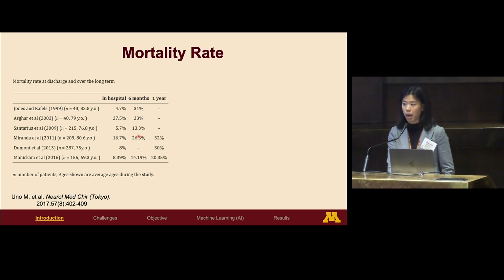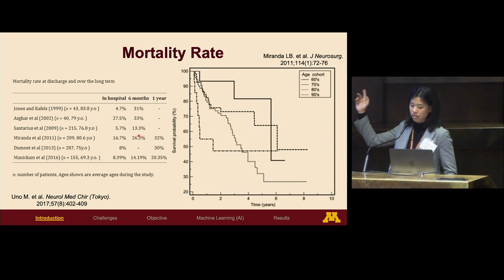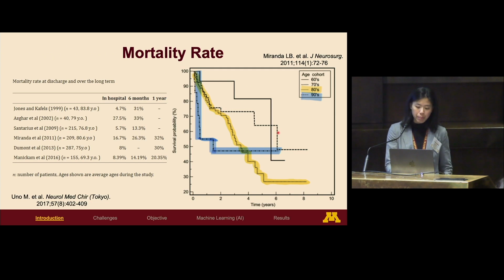Here is the survival curve illustrating survival probability over a 10-year period for chronic subdural hematoma patients grouped by age cohort. We can see the first line here, the patients in their 60s, has the highest survival probability with a more gradual decline, while patients in their 80s, in yellow, and patients in their 90s, shown in blue, show steep declines, particularly within the first few years after diagnosis.